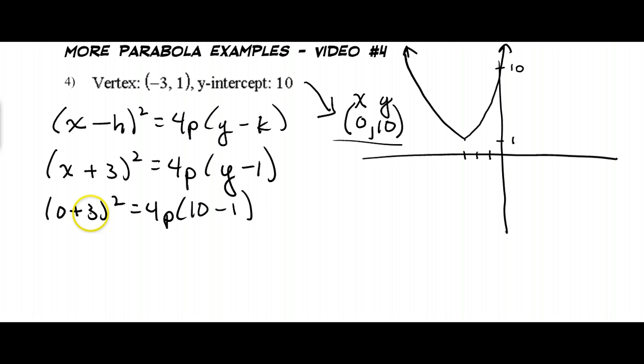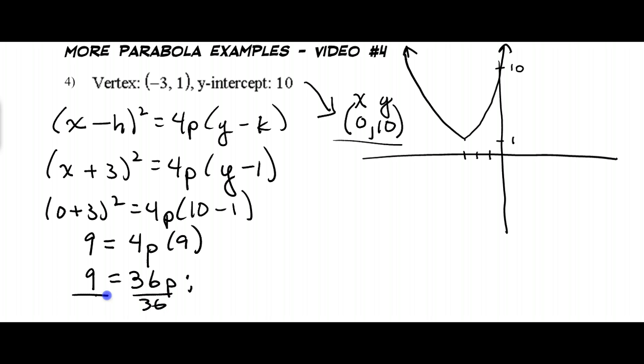Alright, so 0 plus 3 is 3. 3 squared is 9. So 9 is equal to 4p times 9. So I have 9 is equal to 36p. Divide both sides by 36. And I get that p is 1/4.